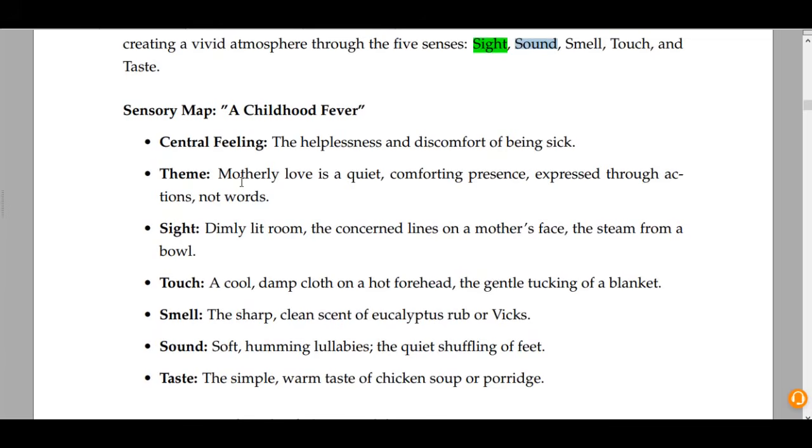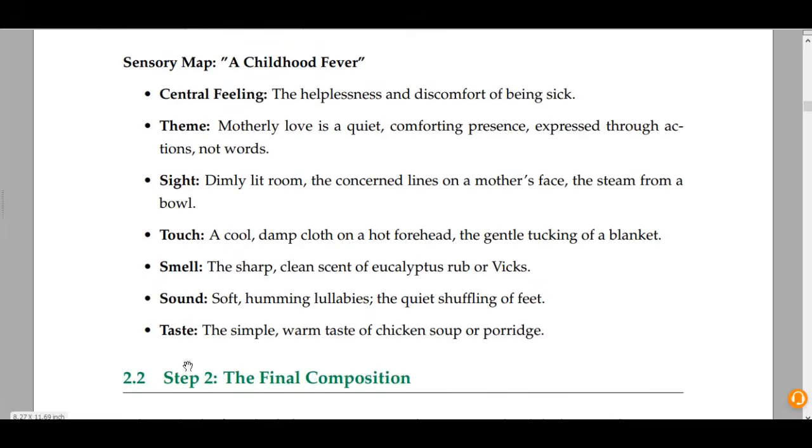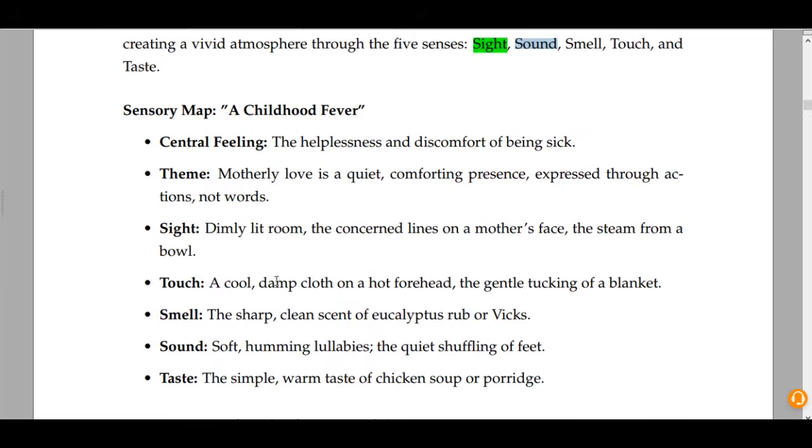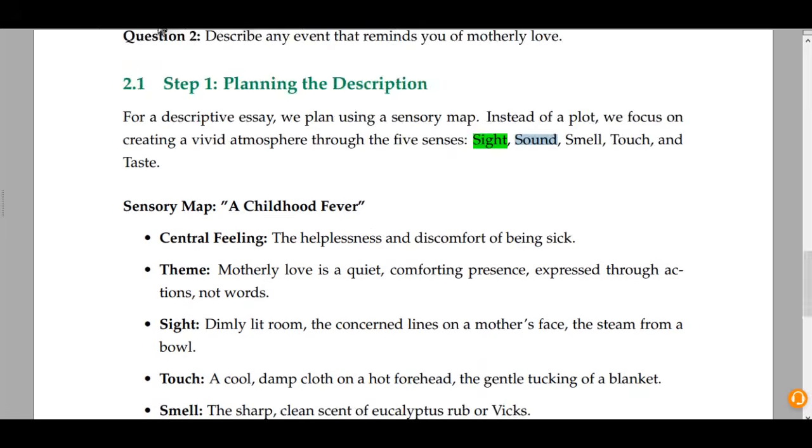Okay, so let's have this map or idea of all these senses that we're going to talk about: central feeling, the theme, the sight, the touch, the smell, the sound, the taste. What was it that was tasted? Is it the food? Okay, what was the sound? Was it the music? Was it someone singing? Was it a song? What was the smell? Was it the scent of flowers or anything? Soap? Or the touch? Was it of a damp cloth or a wet whatever that you can think of? So you involve all this into this descriptive composition.